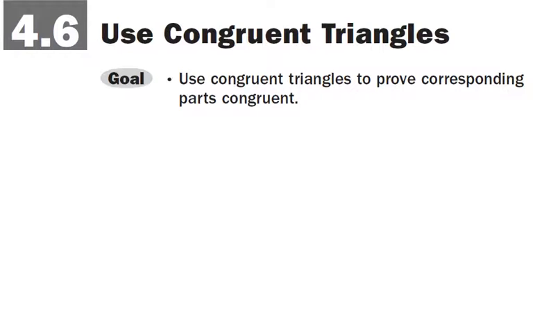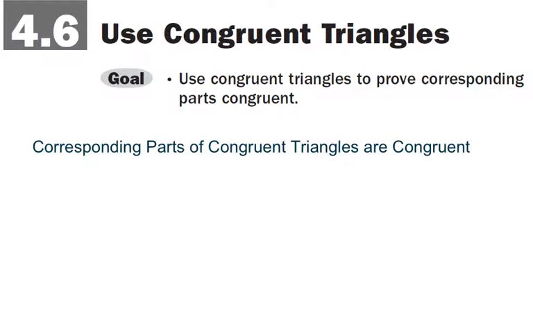Okay, so today we're going to go over what you can do after you've proven that triangles are congruent. And the important thing to remember about congruent triangles is the definition that all of the corresponding parts are congruent. So what we're going to use today is corresponding parts of congruent triangles are congruent.